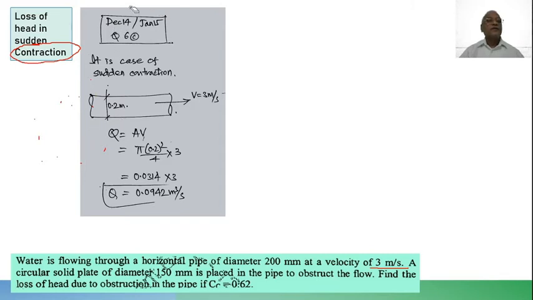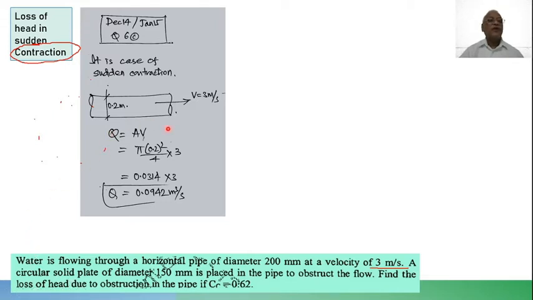I can see it is the December 2014-15 question paper, and it is a case of sudden contraction. The pipe diameter is originally 0.2 meters, 200 mm. Flow is occurring at 3 meters per second. What would be the discharge here?